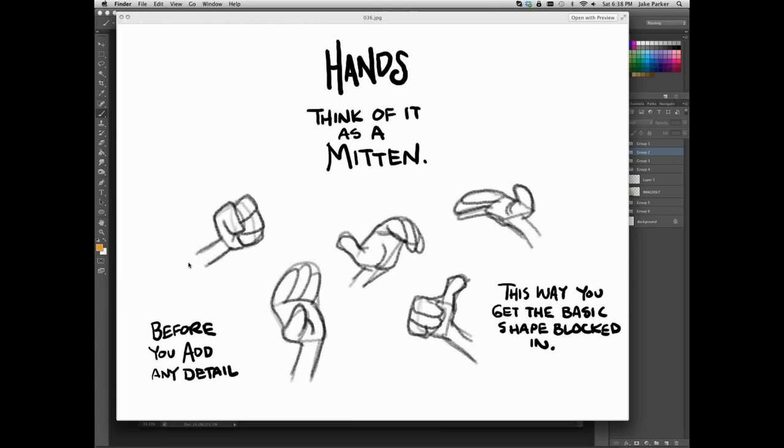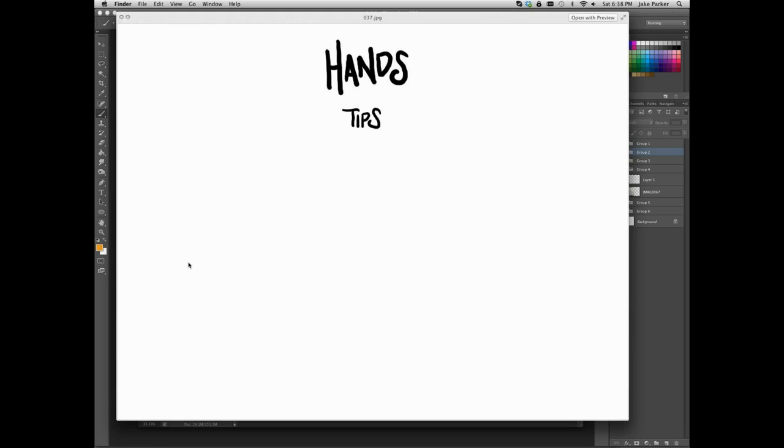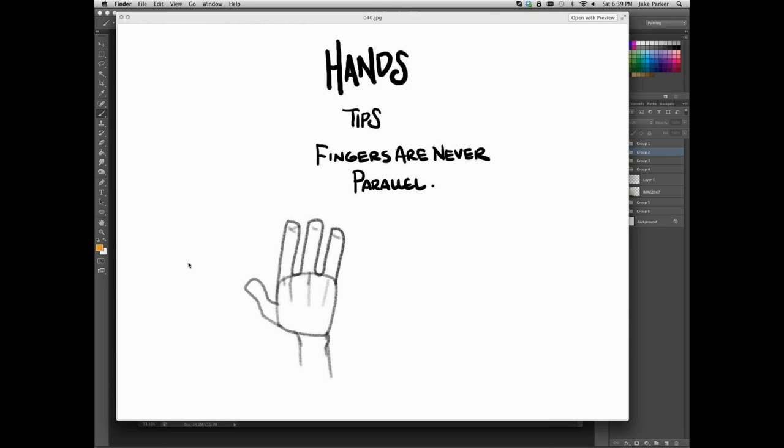Add in the little fingers in places, add in your thumbs, and then add in wrinkles. Here's some tips. Fingers are never parallel, all right? They always are offset a little bit. You group fingers together, and you have them pointing in different directions. They never all point in the same direction.